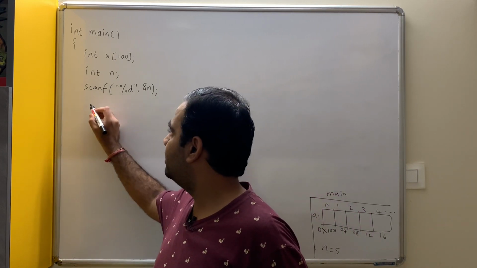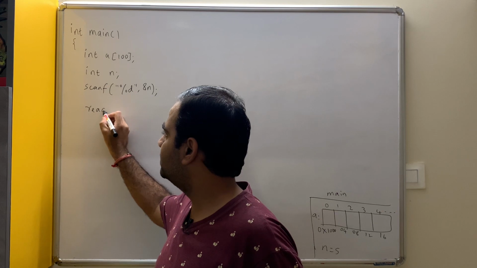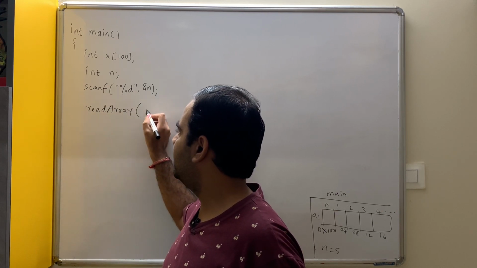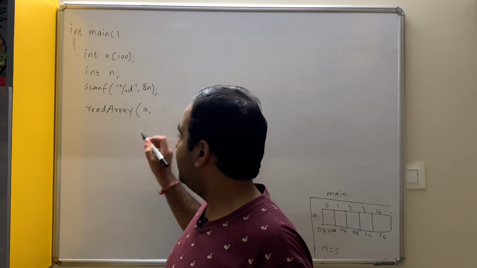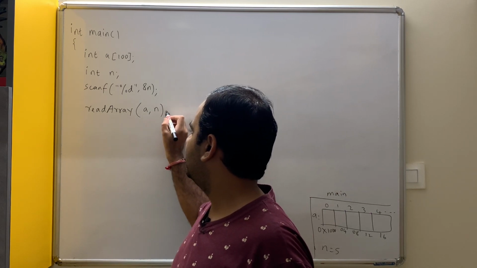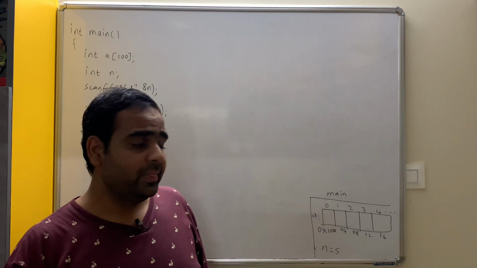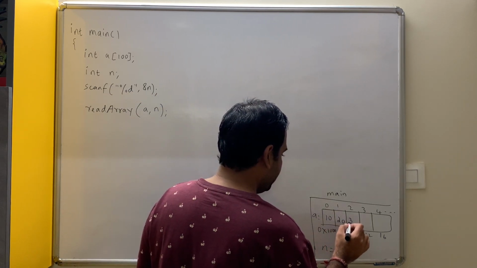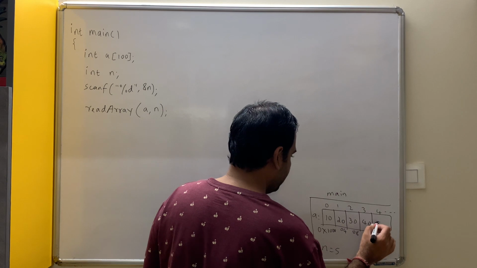How do we read the 5 array elements? We call the function read array. Which array do we want to read? Array A. And how many array elements are there? There are n array elements, and let the array elements be 10, 20, 30, 40 and 50.